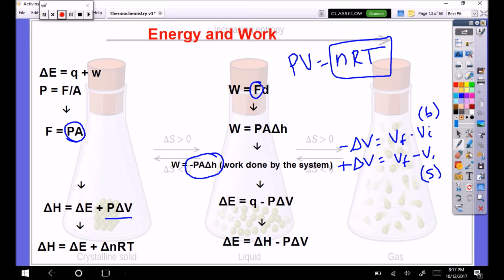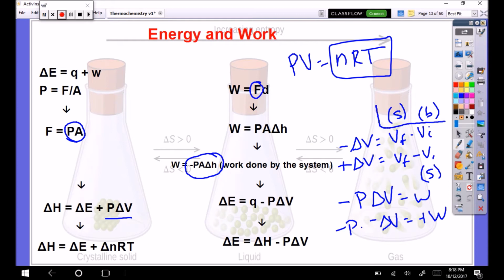So think about that. If your final volume is small, you get a negative delta V times this value gives us a positive work, right? Because we know negative P delta V is equal to our work. So if we've got a negative delta V in here times a negative P, we get a positive W. So this is another way we can show that when we are compressing a system, if our volume is going from big to small, then the numbers will work out, and this is where the positive and negative W comes from.